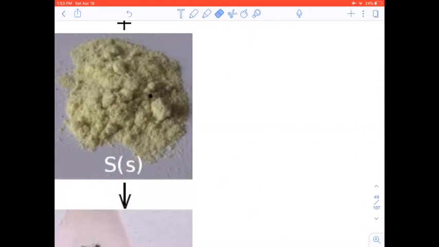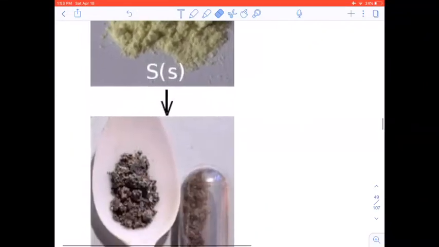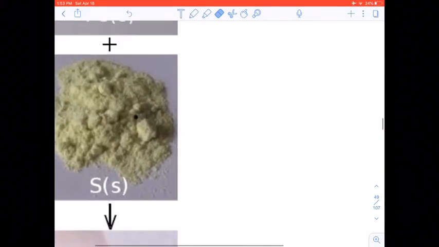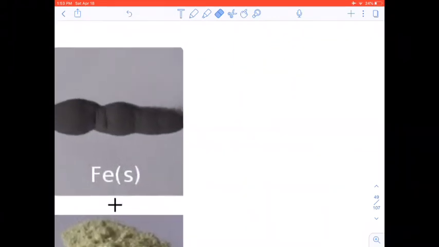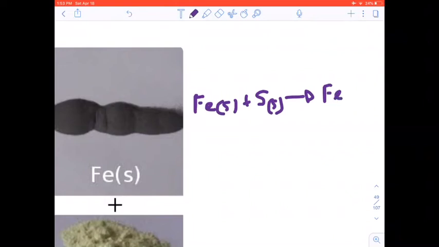But let's see how we would write this down at a symbolic level. We could say Fe, which is a solid, plus sulfur, which is a solid, gives us FeS, which is a solid. So that's balanced.